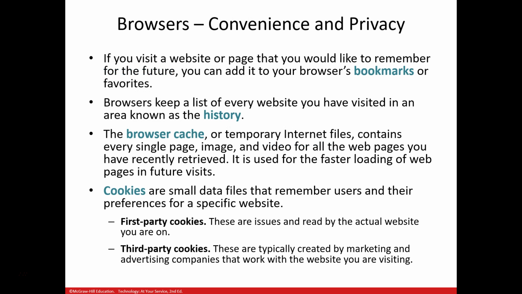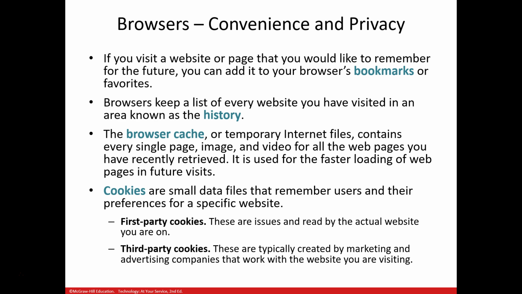Browser cache. Browser cache is temporary internet files that contain pages, images, or video from all the web pages that you have recently retrieved. Why do we have that? Well, the computer saves some of the files in your system because they are used for faster loading of the web page on future visits.